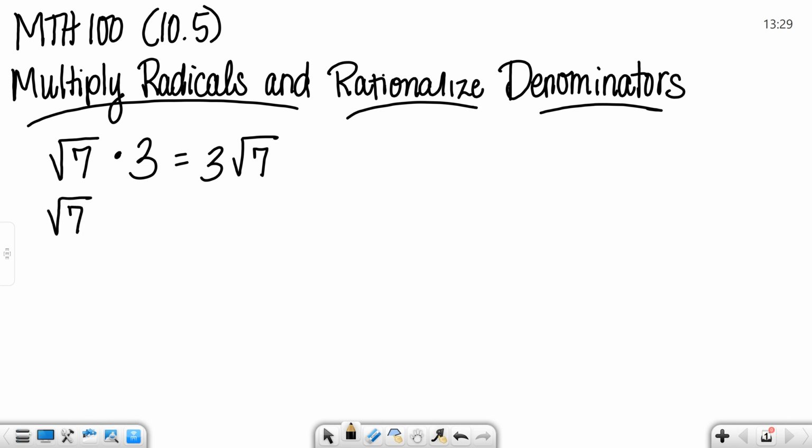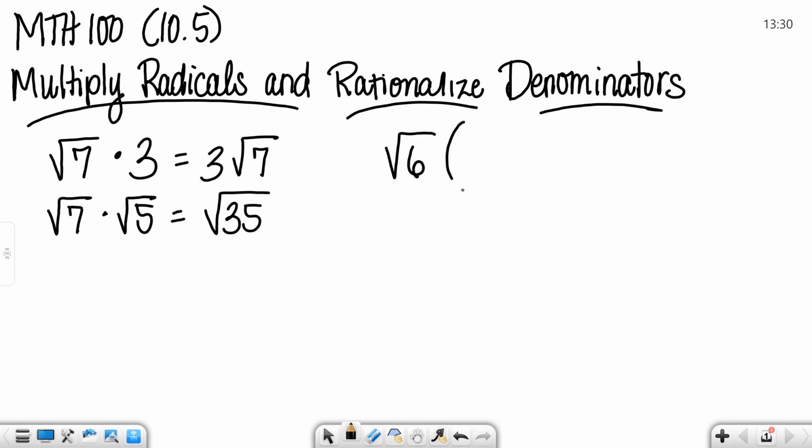If I have the square root of 7 times the square root of 5, that's like one of those problems where we were multiplying. Well, I can go inside there, and that would be the square root of 35. Okay, so let's just make sure we keep that straight in our head.